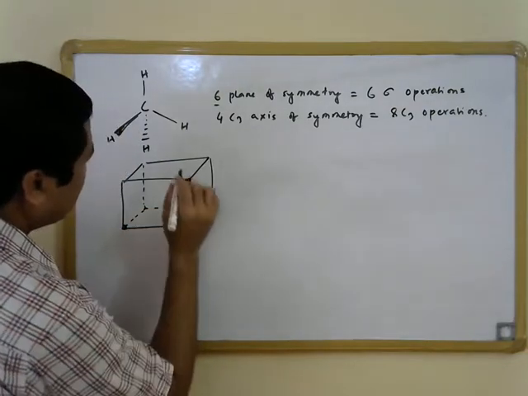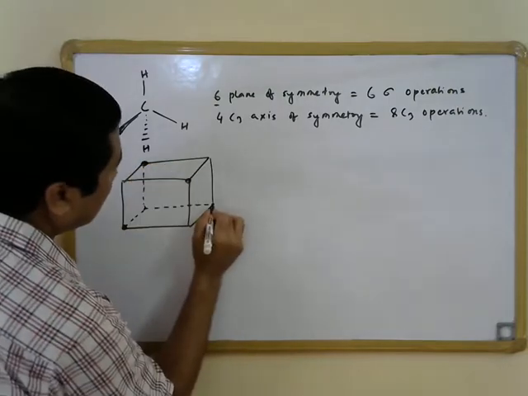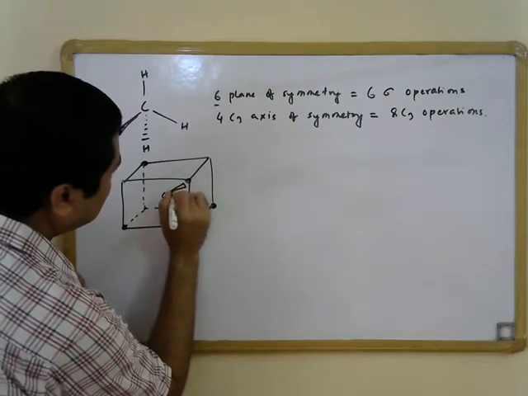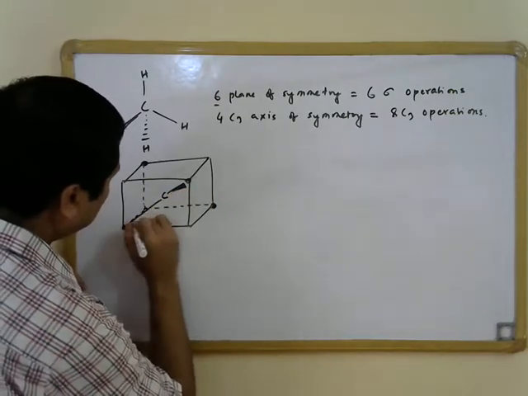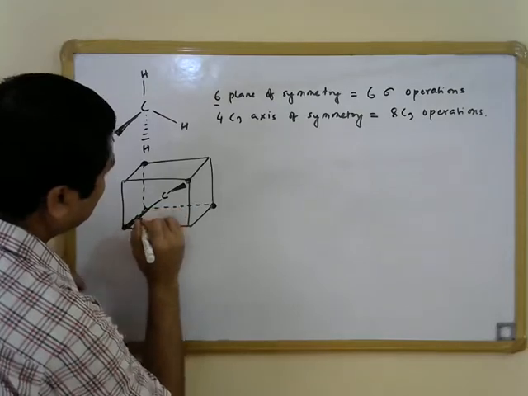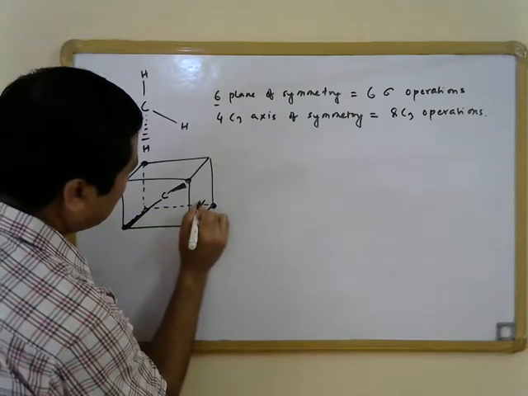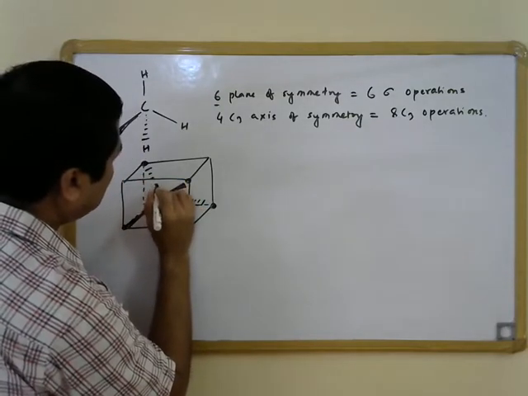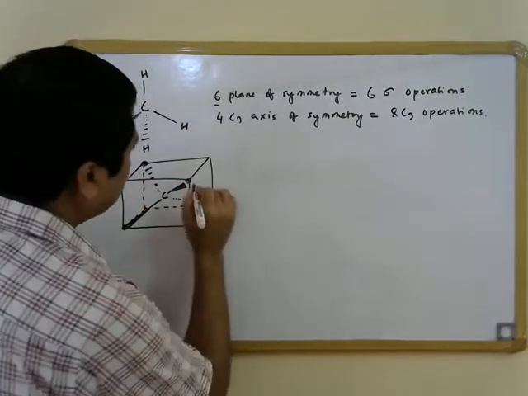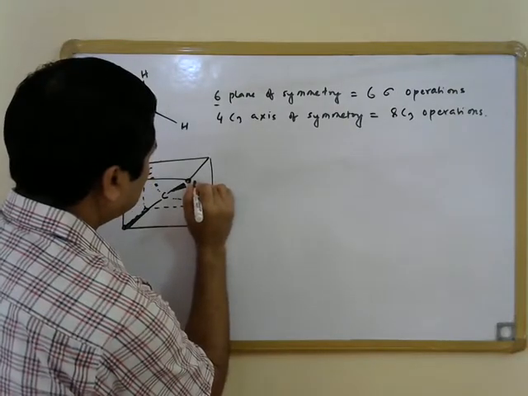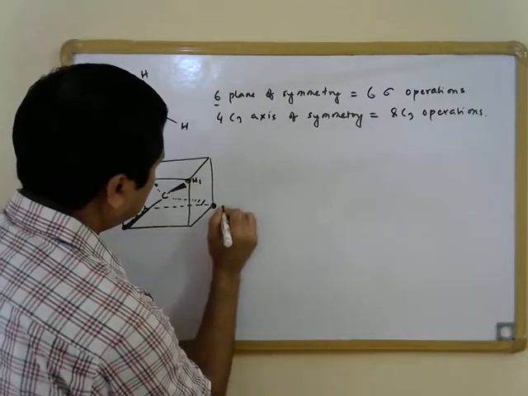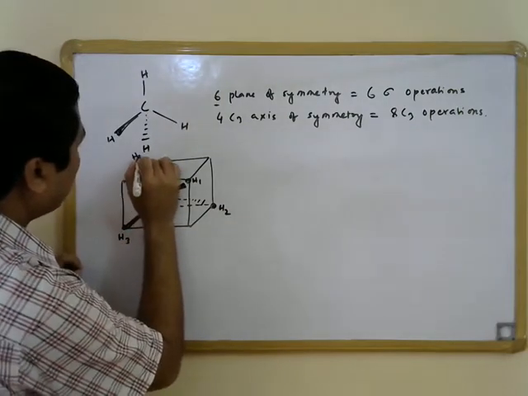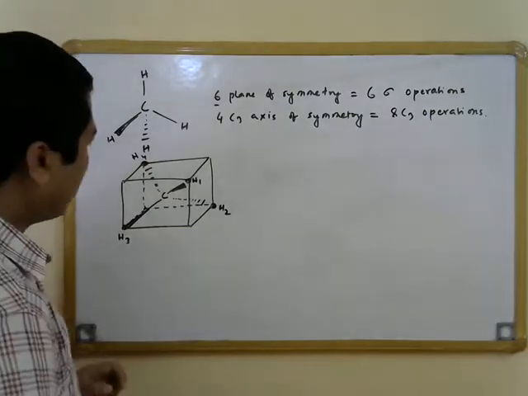We have learned that if we place the hydrogen atoms at the alternate corners of the cube and the carbon atom at the center of the cube, then the geometry we get is a tetrahedral geometry. So let's also label the hydrogen atoms as H1. So this is H2. This is H3 and then H4.